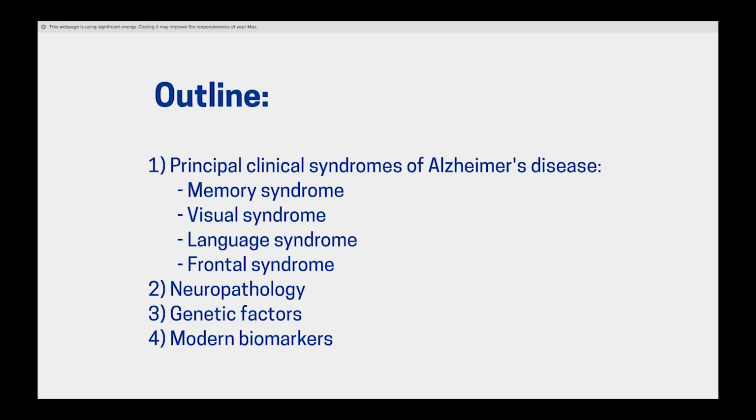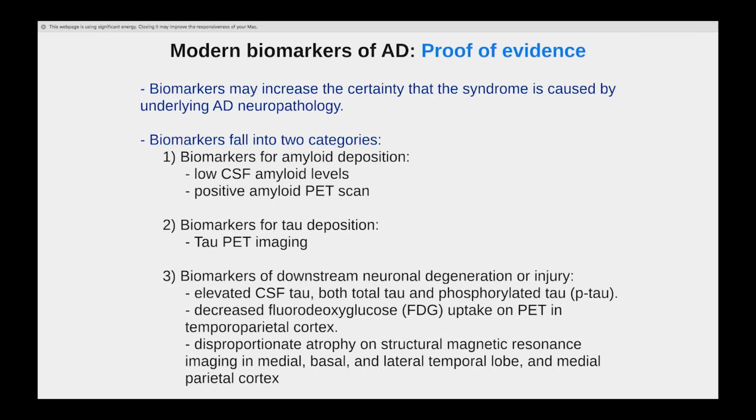Alrighty, so we talked about how it presents, we talked about what it looks like in the brain, we talked about some genetic factors that can affect it. Let's finish by talking about how can we detect or be more confident about Alzheimer's disease when we are still alive and we're not doing an autopsy? In our day and age, we have biomarkers of Alzheimer's disease, which are kind of like a proof of evidence, how I like to think about it. Having a biomarker that is quote unquote positive increases the certainty that whatever syndrome you're seeing, so the memory problem or the visual problem or the language problem, is indeed being caused by Alzheimer's disease.